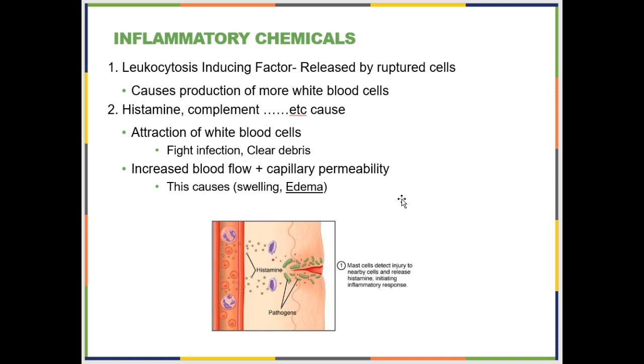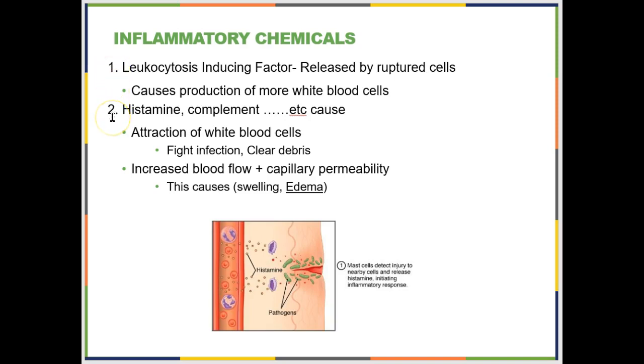So you want to know the possible sources of inflammatory chemicals, and then I put the inflammatory chemicals into two different categories. One category is one chemical unto itself, leukocytosis inducing factor. We want to know that inflammatory chemical by name because it causes leukocytosis, or the production of lots of white blood cells. As far as I know, it is the primary, most important inflammatory chemical that does that, so we want to be aware of that.